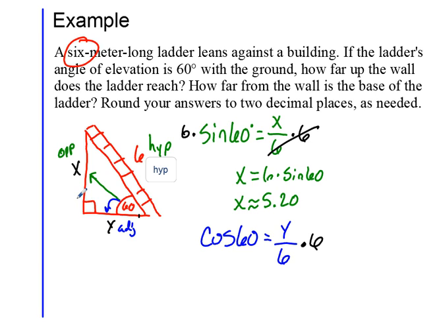Again, we're multiplying by 6 because it says divide by 6. My y will be equal to whatever 6 times cosine 60 degrees is. Lucky for me, this comes out to an exact answer. So instead of putting approximate, let's put equal signs, and it comes out to exactly 3.